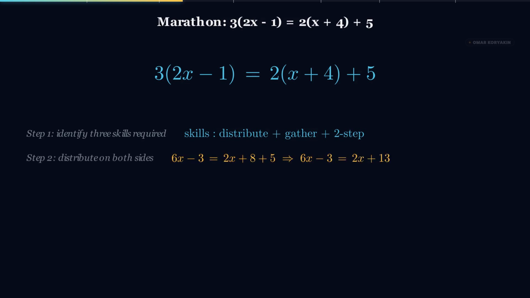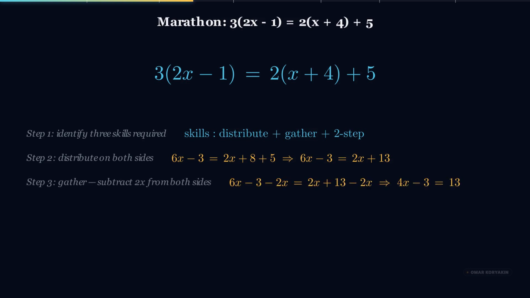Step 2. Distribute on both sides. The left side 3 times the quantity 2x minus 1 becomes 6x minus 3. The right side 2 times the quantity x plus 4 becomes 2x plus 8. Then plus 5 gives 2x plus 13. The equation is now 6x minus 3 equals 2x plus 13 with no parentheses and the variable on both sides.